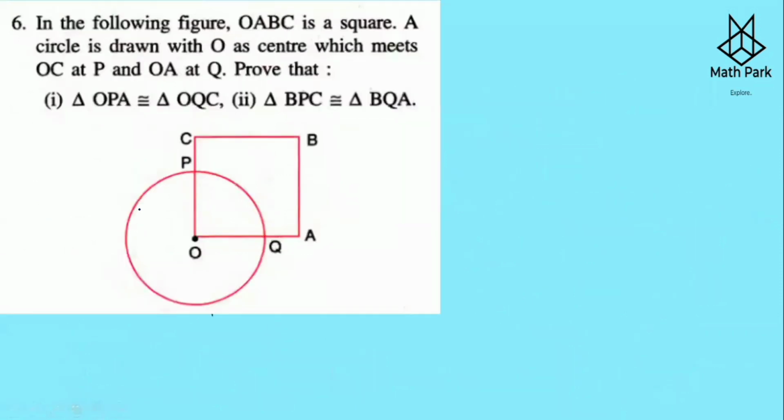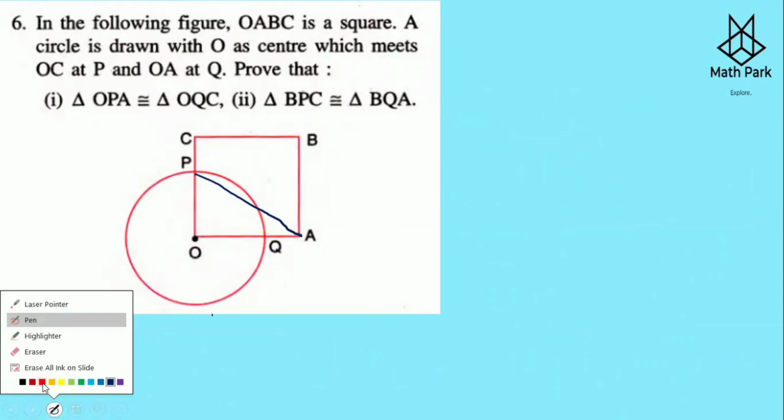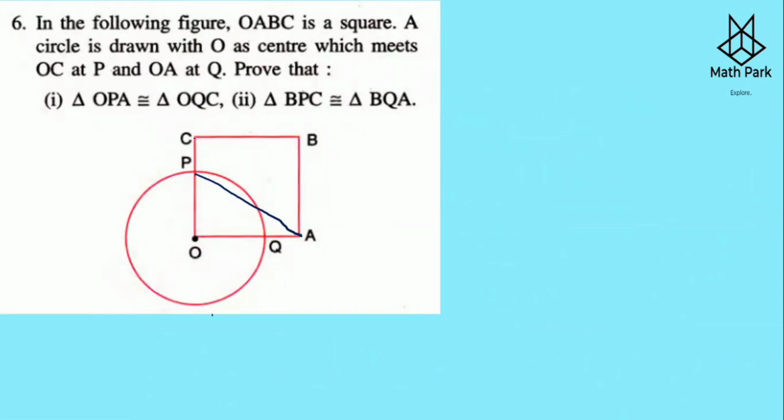Moving to question number 6. In the following figure, OABC is a square. A circle is drawn with O as center, which meets OC at P and OA at Q. Prove that triangle OPA is congruent to triangle OQC. So let us join OQ and CQ.